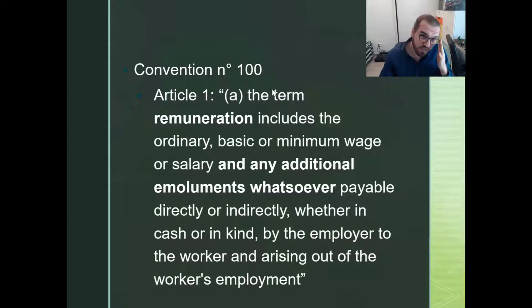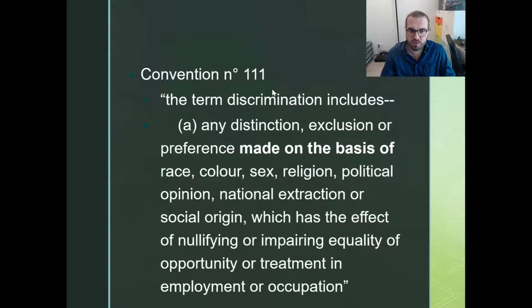Now, to be a little bit faster on the rest, Convention number 100 has a broad definition of what remuneration is. So equal remuneration for a job or work of equal value. Remuneration has to be conceived as very broad. All bonuses, etc., etc., etc., are included.